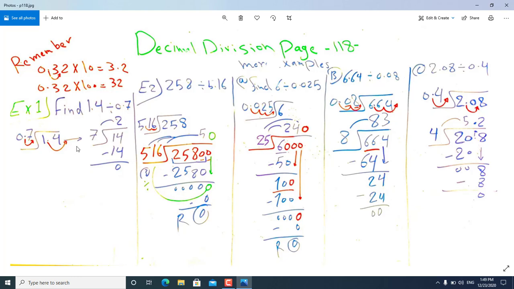Hello guys, welcome back. Today's lesson is about how you can divide a decimal number by another decimal number. So it's decimal division, page 118.